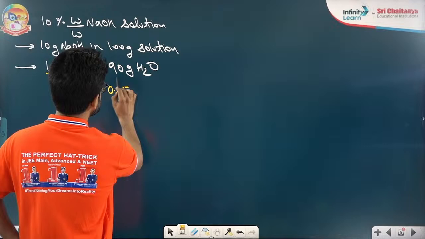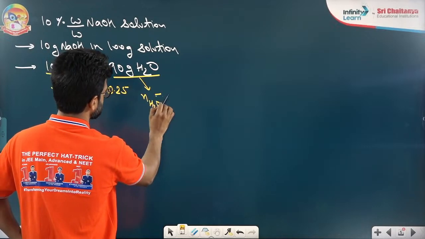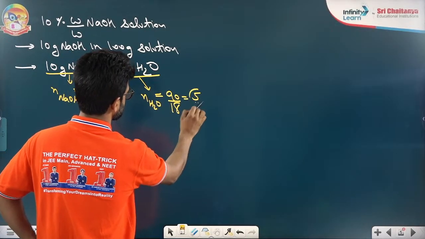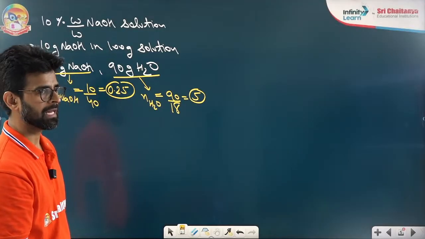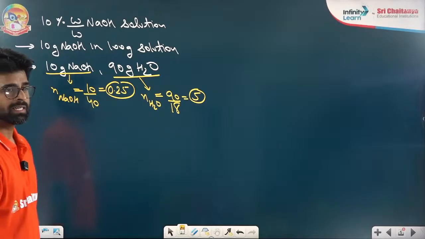Okay. And 90 gram water. So how many moles of water we have? 90 by 18. How many coming? 5. Right? Is everyone clear about this?